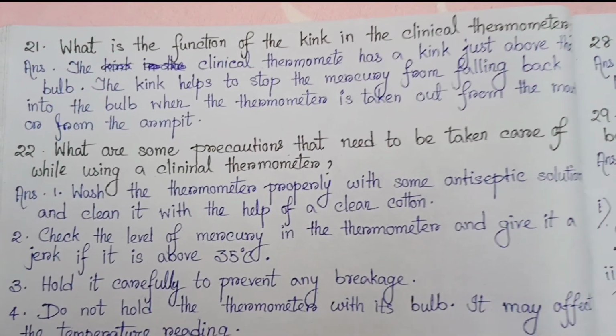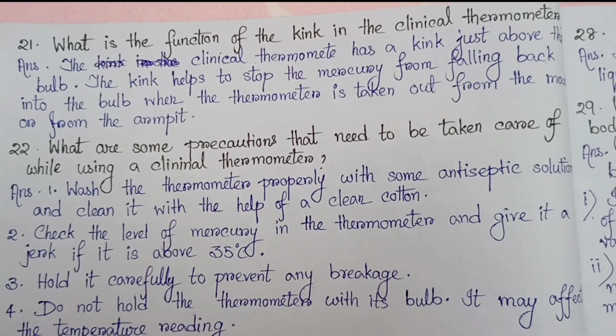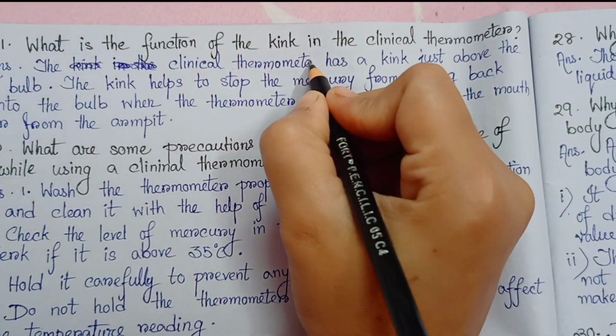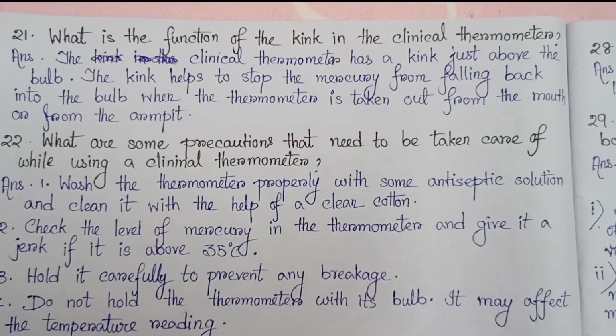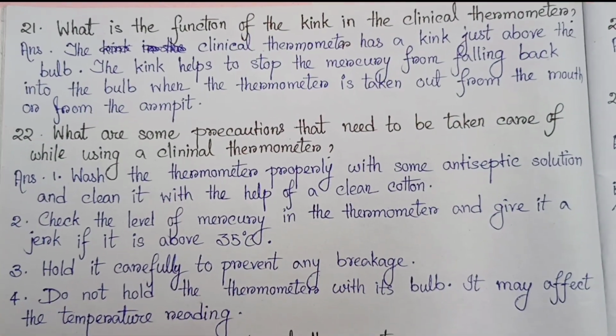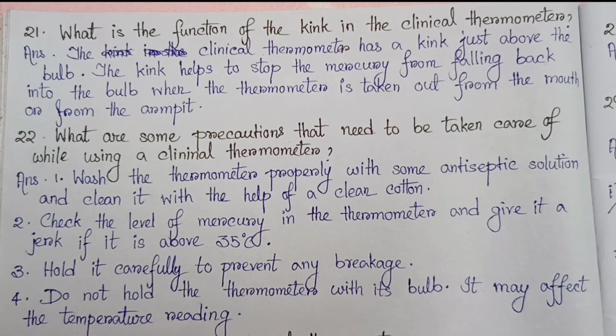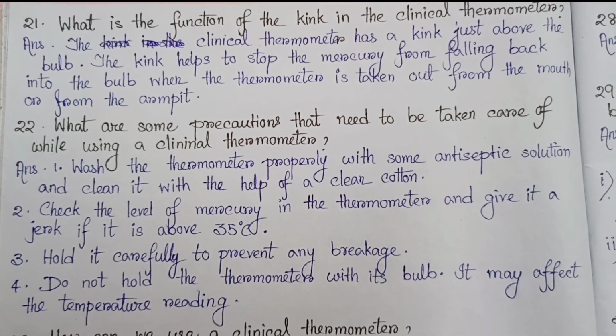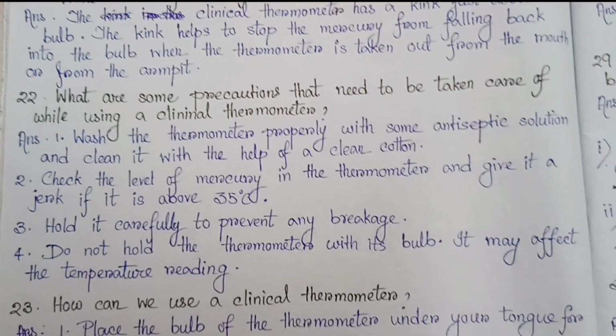Number 21. What is the function of the kink in the clinical thermometer? The clinical thermometer has a kink just above the bulb. The kink helps to stop the mercury from falling back into the bulb when the thermometer is taken out from the mouth or from the armpit.